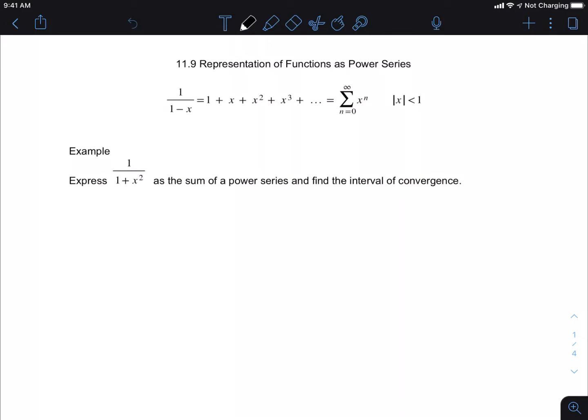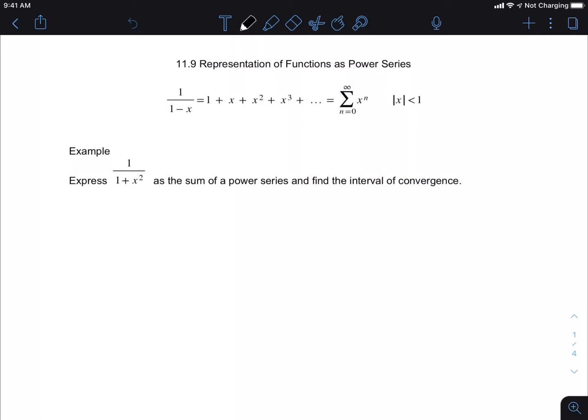Hello class. So today we're going to do 11.9, a representation of functions as power series. It's pretty interesting that everything that we do in mathematics can be written as a power series. Little did you know, right?